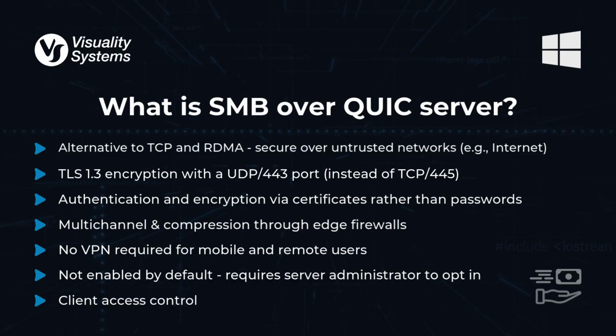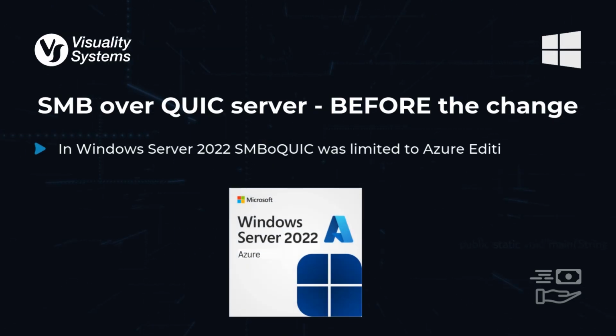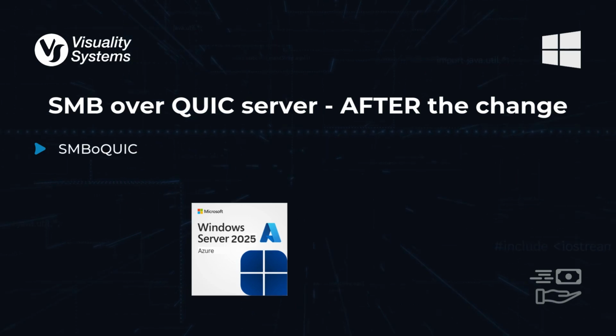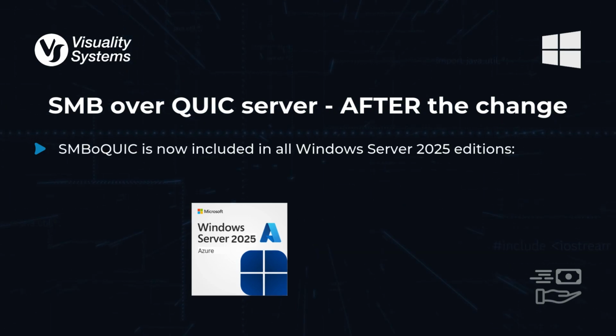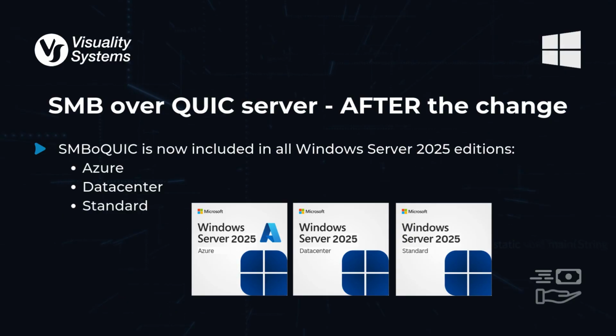SMB over QUIC servers. Before the change, SMB over QUIC in Windows Server 2022 was restricted to Azure Edition machines only. This meant that if you wanted to use SMB over QUIC, your file server had to run the Azure-specific version of Windows Server. The feature wasn't available for Standard or Datacenter editions, limiting its accessibility for many organizations outside of Azure. SMB over QUIC is now included in all Windows Server 2025 editions, not only on Azure Edition, like it was in Windows Server 2022, but also on Datacenter and Standard editions.